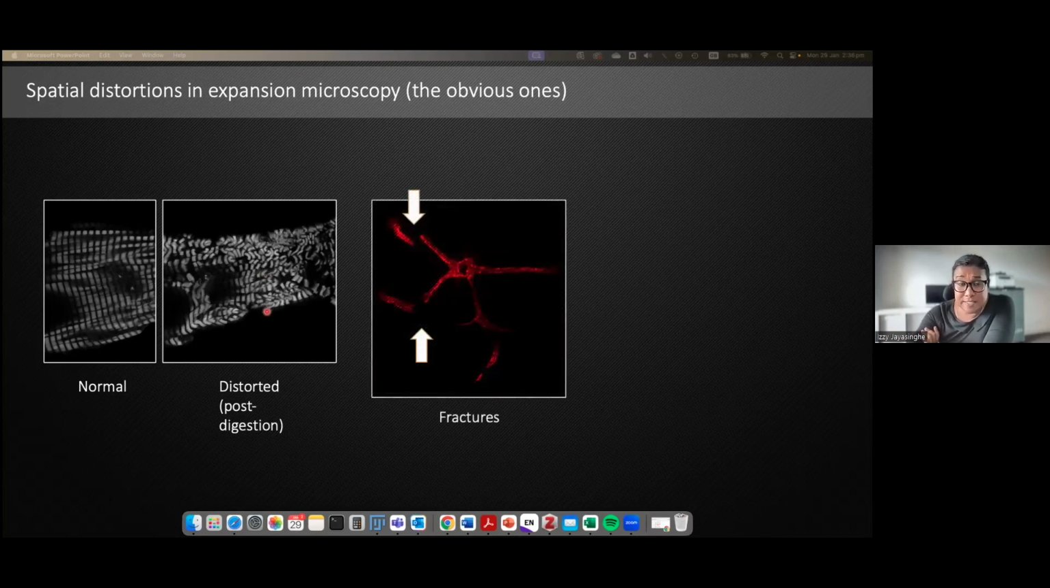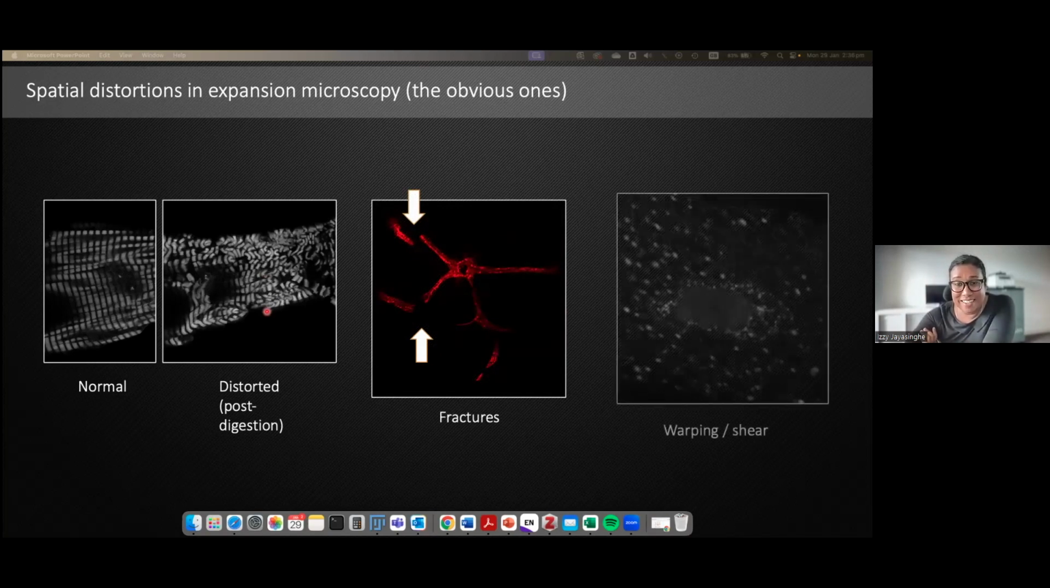Some of the other types of distortions you see are fracturing or cracking. It's almost like an earthquake happened. And then also warping or shear, where things are skewed in one direction. These are obvious ones that you can observe, but just because you cannot observe them doesn't mean that there aren't any other types of distortions.